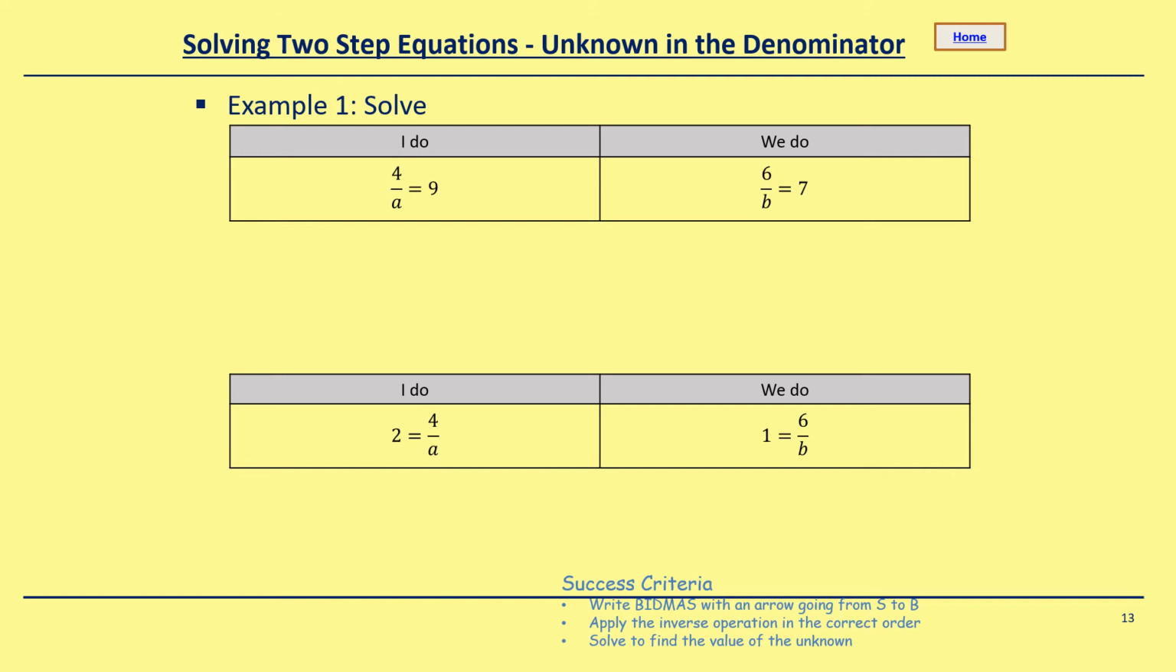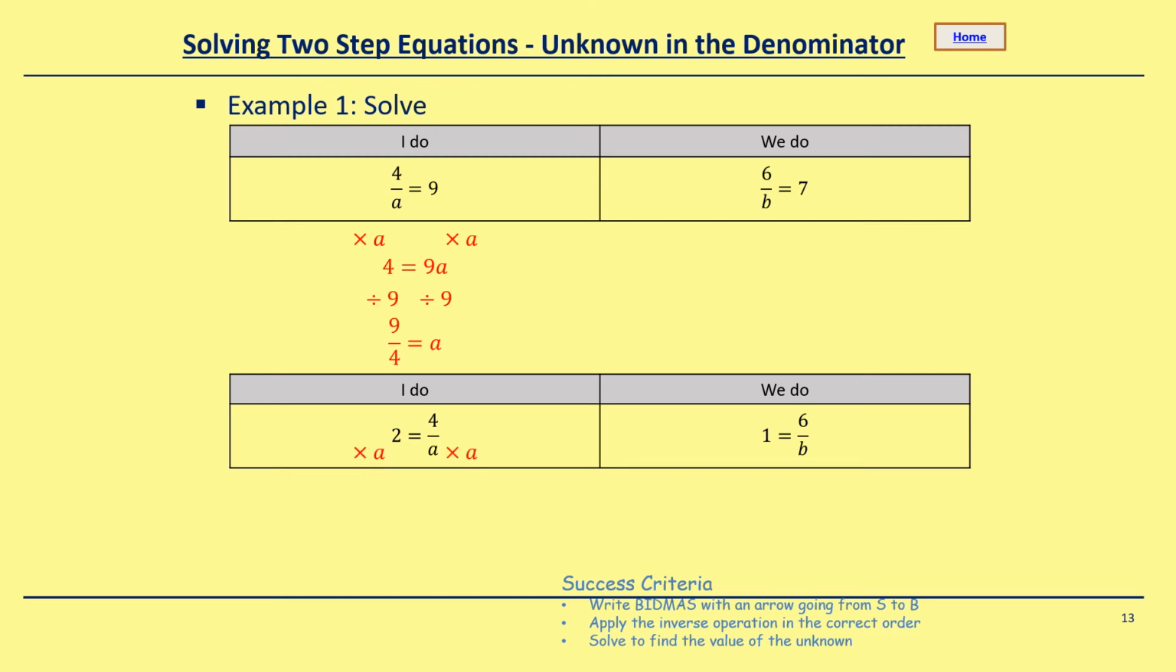So if the unknown is in the denominator, so we've got 4 divided by a equals 9. Okay, ideally we want an answer to be a equals something. So what I'm going to do is multiply both sides by the unknown. I'm going to multiply by a. So if I multiply 4 divided by a, that will leave me with 4 on its own. So that would be 4 equals 9a. Now all I have to do is divide by 9. So a equals 9 over 4.